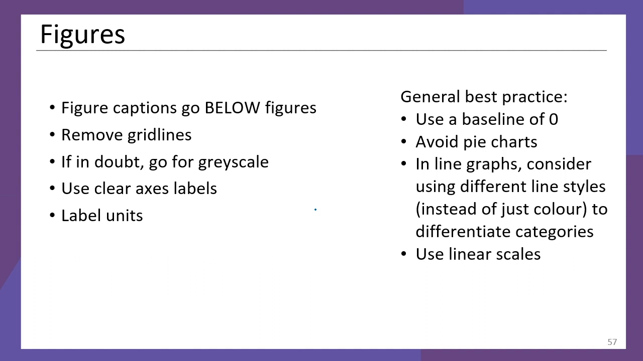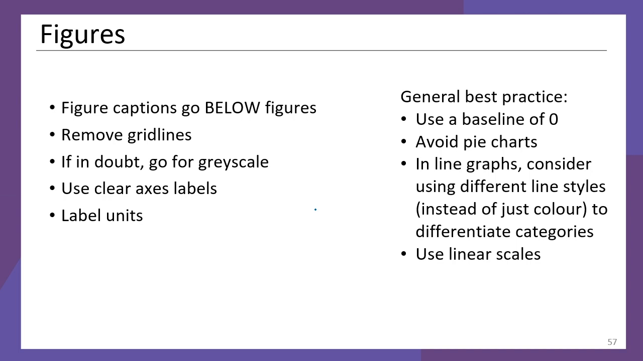In terms of general best practice for figures, use a baseline of 0 to avoid being deceptive. Avoid pie charts. They're just a bad idea. Don't do it. If you have two quantitative variables, so your IV and your DV are both quantitative, you want to use a line graph. In order to differentiate it, if you have multiple lines going across there, instead of just using color, try using dashed lines, dotted line versus solid line to differentiate the different categories. If you're doing that, you will need to also include a legend to show what each of those are.